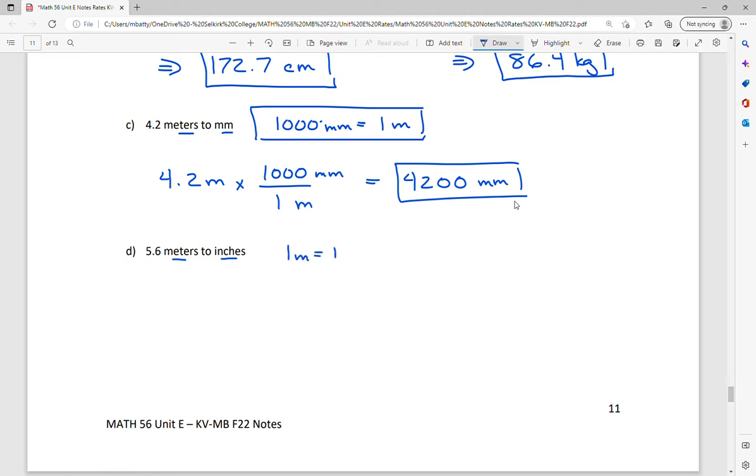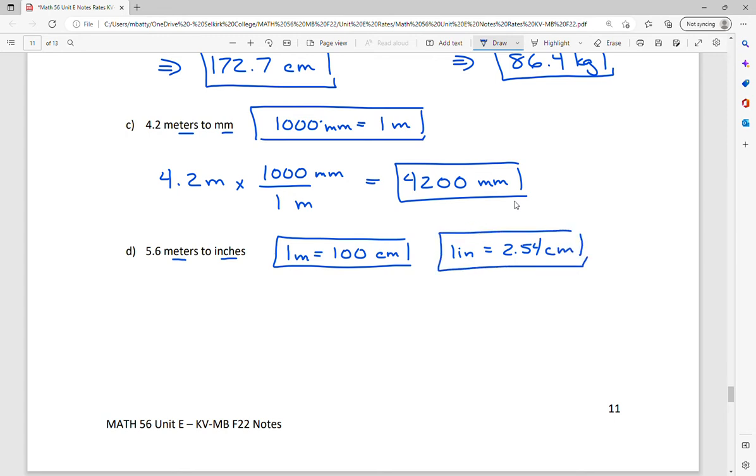1 meter is 100 centimeters, right? That's 1 unit factor. The other unit factor, and this is from the chart that I put in the notes, 1 inch is 2.54 centimeters.